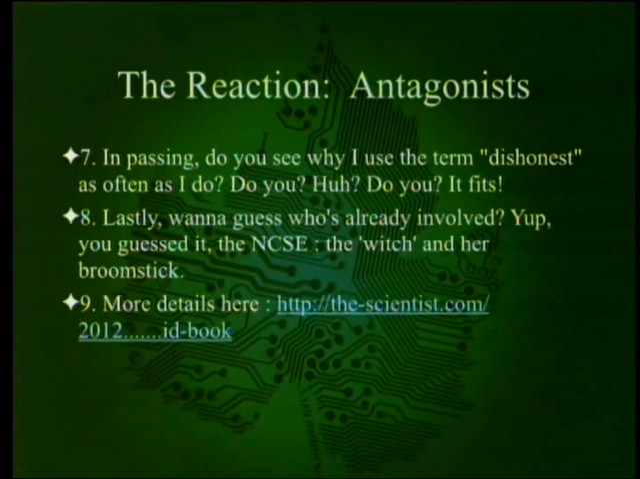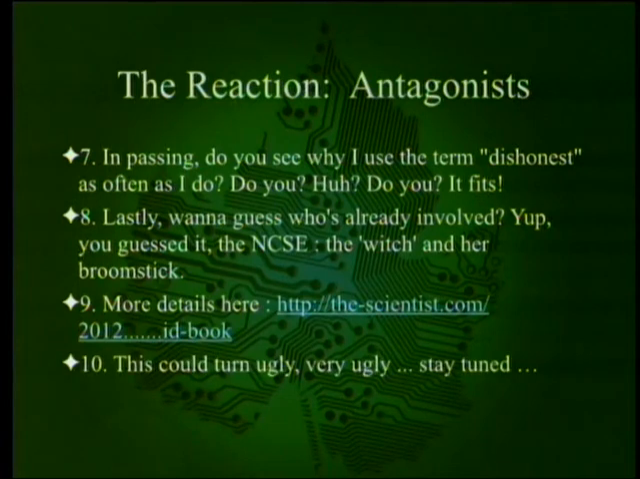More details here. And apparently that was at one time a good link. NCSE. Pardon me? What's NCSE? National Center for Science Education. Eugenie Scott is obviously the witch. I'm sorry? Oakland. Yeah. California. Yeah. This could turn ugly, very ugly. Stay tuned. And Jorge. I'm presuming that's Jorge Fernandez, but we don't know for sure.